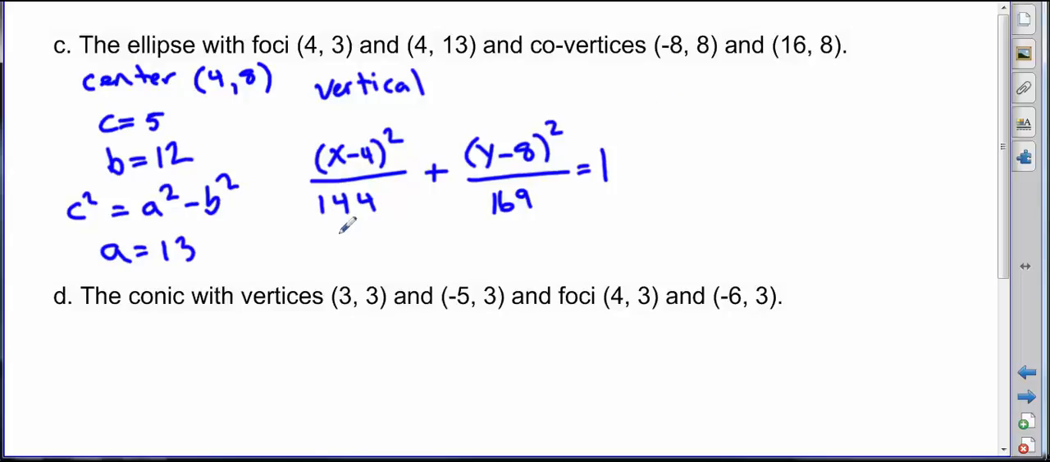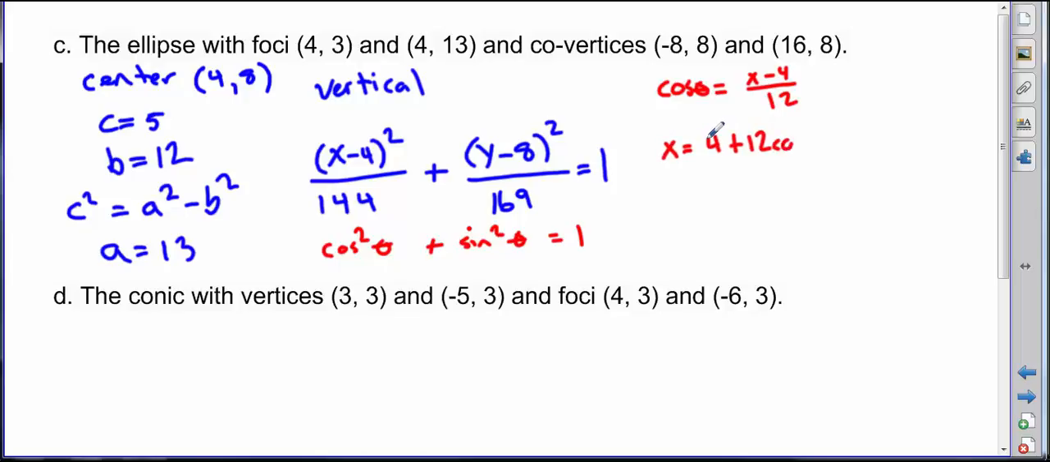Well, we know, right down here, this is going to be our cosine squared term. This is going to be our sine squared term, because we know cosine squared theta plus sine squared theta equals 1. And I'm going to jump ahead in the work just a little bit and say cosine theta equals (x − 4) over 12. And that would tell me then that x is equal to 4 plus 12 cosine theta.